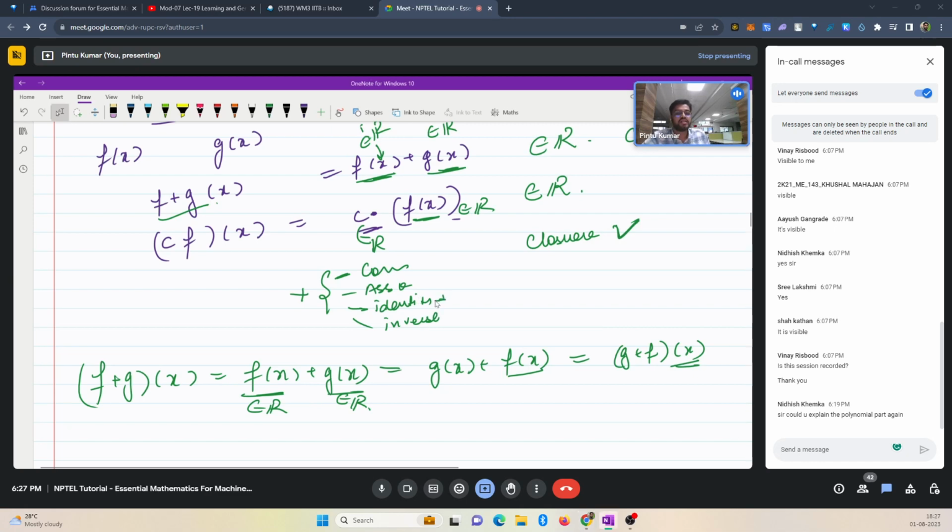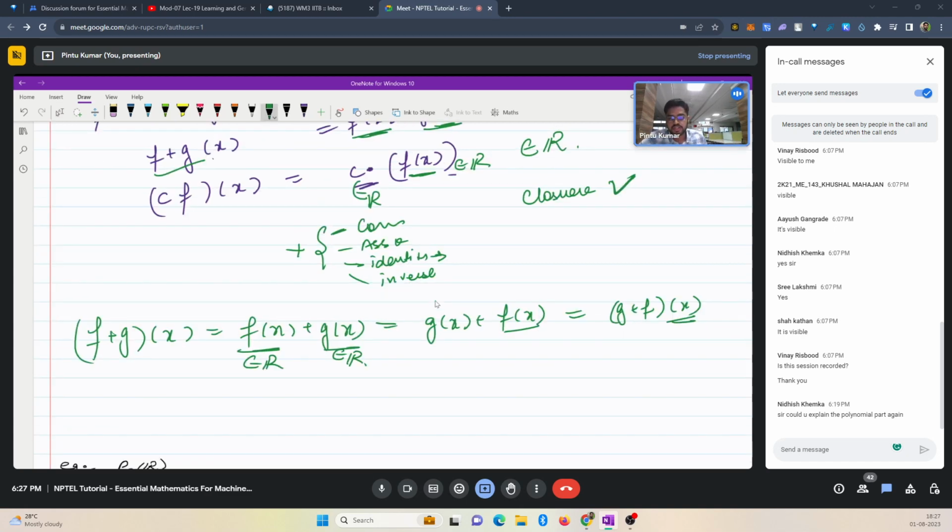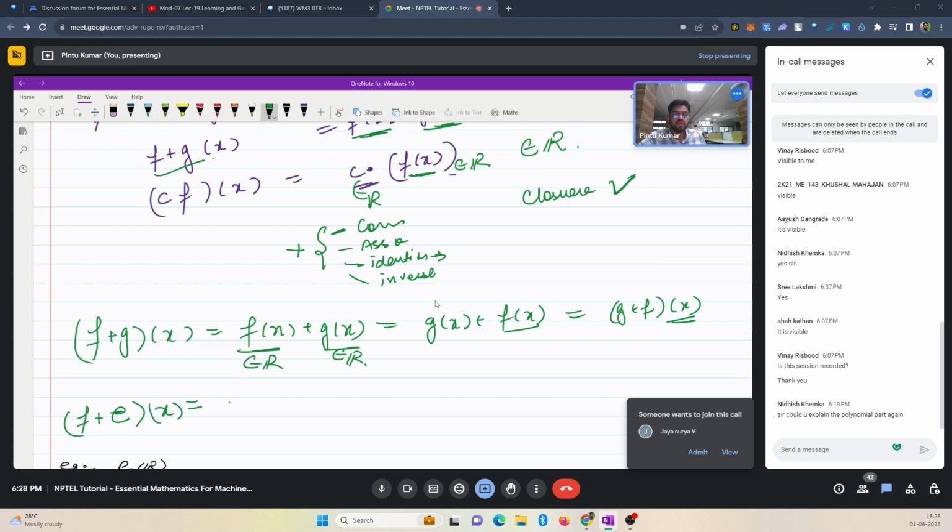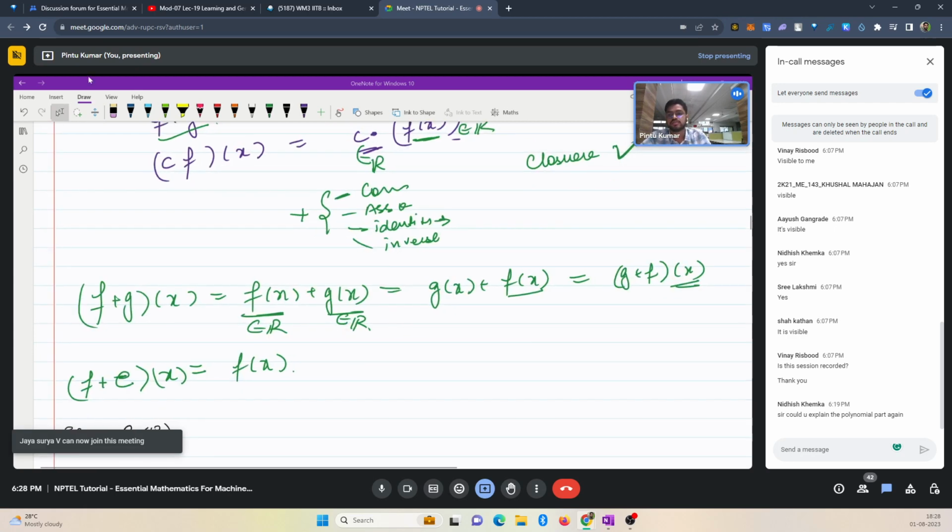Now, what would be the identity element for this kind of function? What we want is (f plus e) of x, where we call the identity e, to be equal to f of x. This is what the definition of identity is.